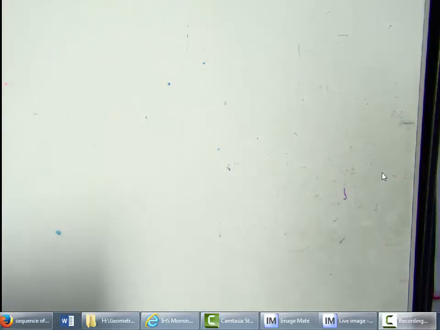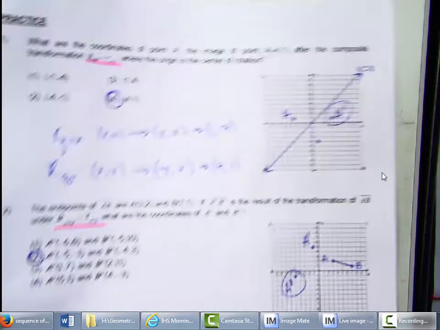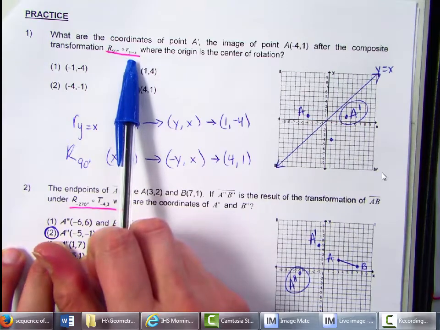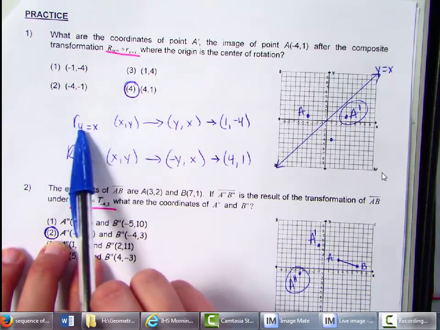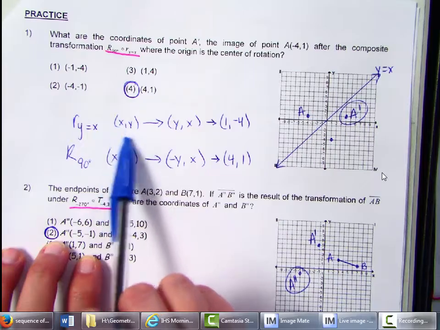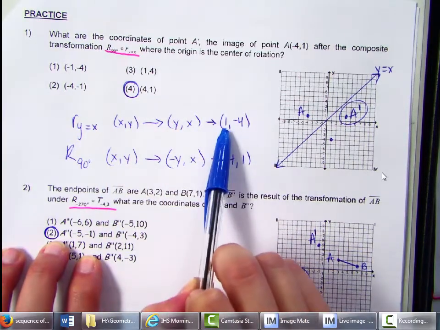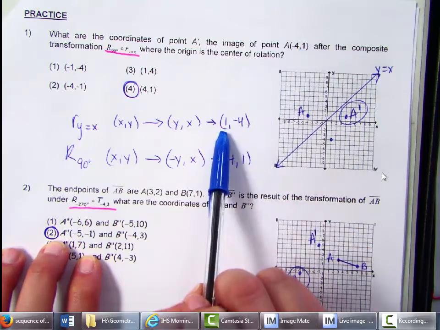I'm going to show you what I got for these practice questions. I did provide a graph for you. You could have also done it knowing the rules that we learned. Reflection first. We learned that a reflection over y equals x switches the coordinates, so it's (y, x). So the pre-image is now going to be (1, -4).